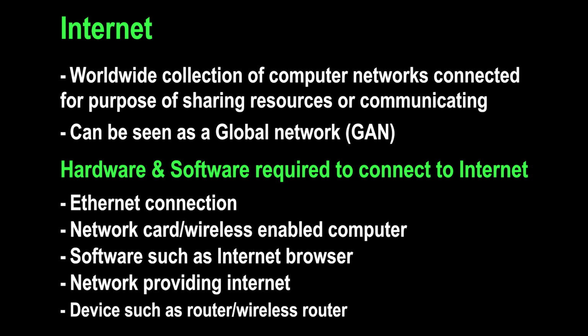The Internet is a worldwide collection of computer networks connected for the purpose of sharing resources or communicating, and can be seen as a global network. The hardware and software required to connect to the Internet is an Ethernet connection, a network card or wireless-enabled computer, software such as an Internet browser, a network providing Internet, and a device such as a router or wireless router.